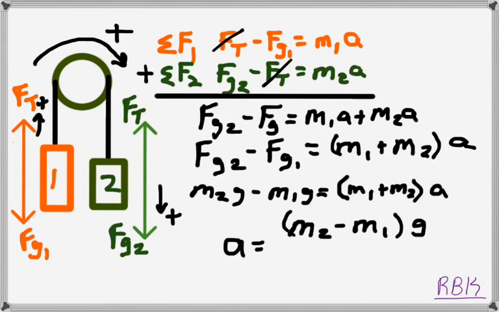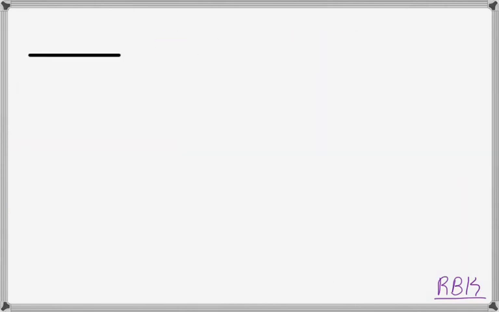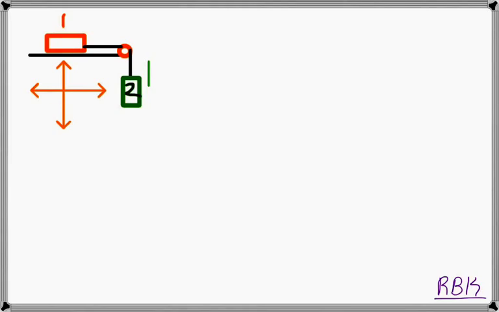So solving this, I'm going to get the difference in the masses over the sum of the masses times the acceleration due to gravity is equal to the acceleration. And once again, I put this in a box because this equation is what you're looking for. It's the total force pulling the object forward minus all the forces pulling the object backwards that cause the entire object, both masses, to accelerate.